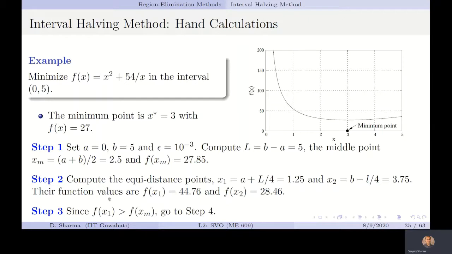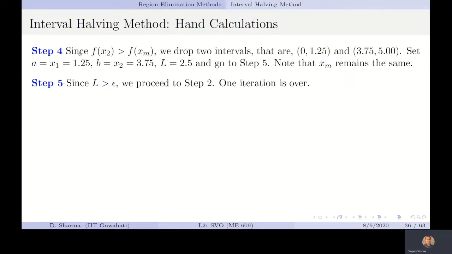Now let's compare. Step 3 says that since f of x1 is greater than f of xm, go to step 4. So the condition given in step 3 is not satisfied, so we are going into step 4. Now in step 4, since f of x2 is greater than f of x1, this means that the condition given in step 4 is also not satisfied. So in that case, we will be dropping 2 intervals, that is from a to x1 and x2 to b.